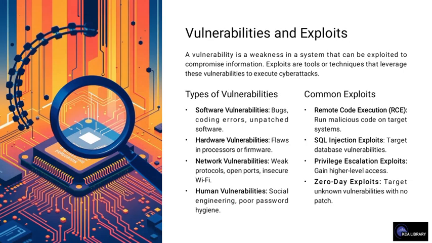Looking at vulnerabilities and exploits, a vulnerability is a weakness in a system that can be exploited to compromise information, and exploits are tools or techniques that leverage this vulnerability to execute cyber attacks. And we have the types of vulnerability: software vulnerability, hardware vulnerability, network vulnerability, and human vulnerability. And we have the common exploits: remote code execution, SQL injection exploits, privilege escalation exploits, and zero-day exploits.